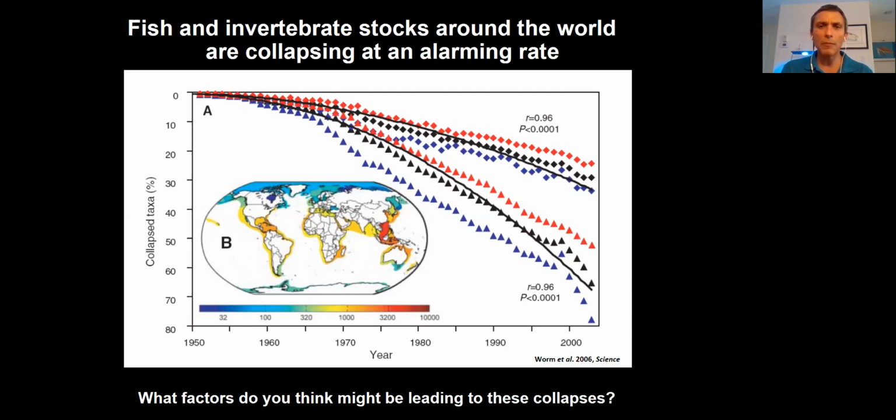I want you to think about this for a second. What are some of the reasons that fisheries are on the decline at the global scale? Go ahead and use your chat feature if you want to throw some answers out there.